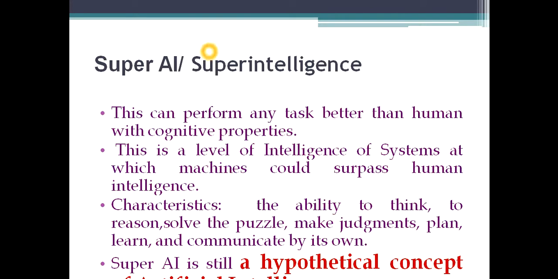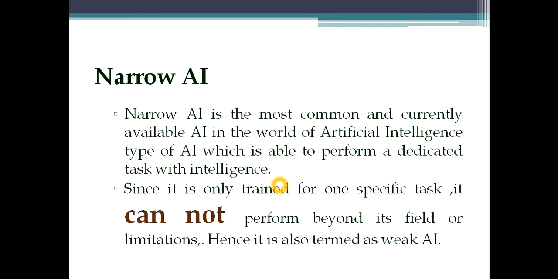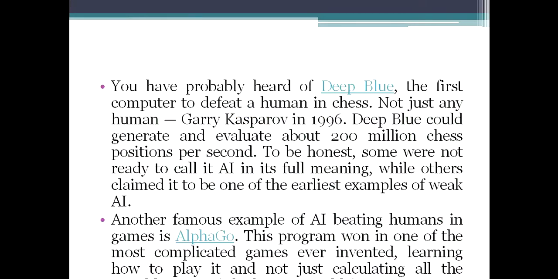Then we have super AI, or super intelligence, which can perform any task better than a human with cognitive properties. This is a level of intelligence at which machines could surpass human intelligence. For that, it should have characteristics like the ability to think, reason, solve puzzles, make judgments, plan, learn, and communicate on its own. So this is again a hypothetical concept of artificial intelligence. These are the three categories of type 1 AI.